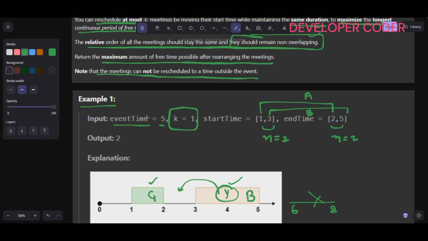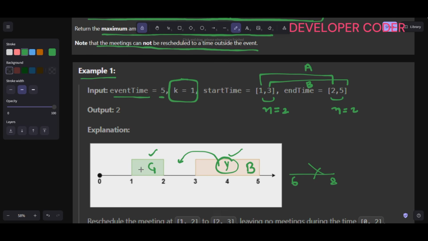All right, so now see this example number 1. Here event time is 5, so it means 0 to 5, k is equal to 1, so that simply means that only one meeting I can reschedule. The start time of meeting A is 1 and end time is 2, so 1 to 2, let's say this is meeting A, and 3 to 5 is meeting B. So this is done, so output is 2.